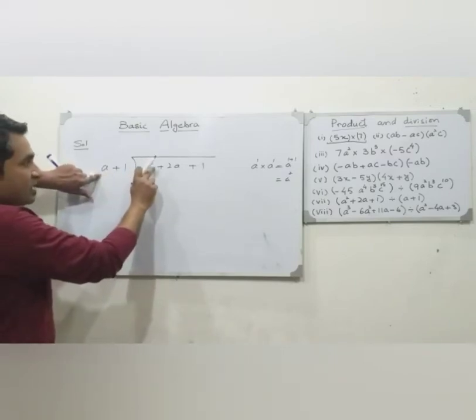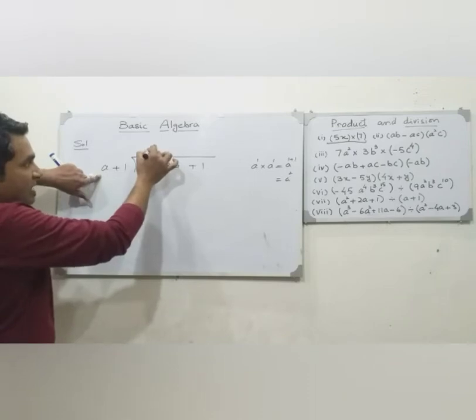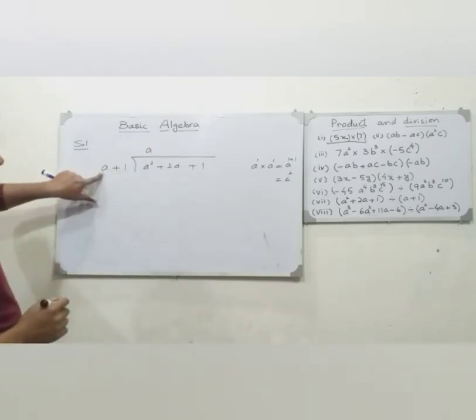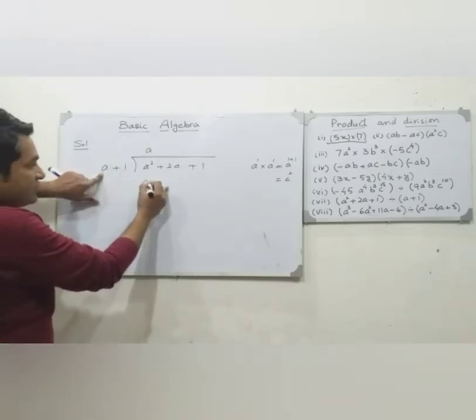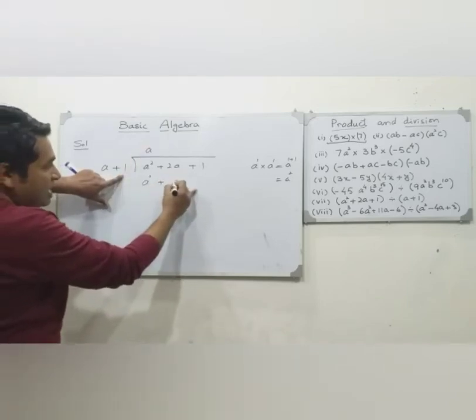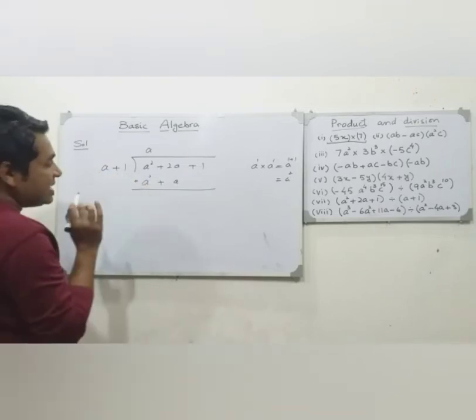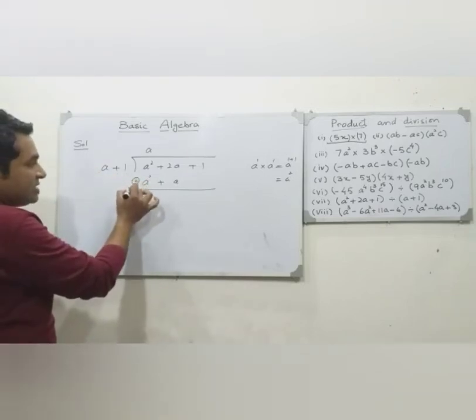So this is a squared, and you will think only with which number we have to multiply a. So you will multiply it by a. When you multiply a by a, you get a squared, and when you multiply 1 by a, you get 1a, simple. So after that, we are actually dividing, so we will change their signs.